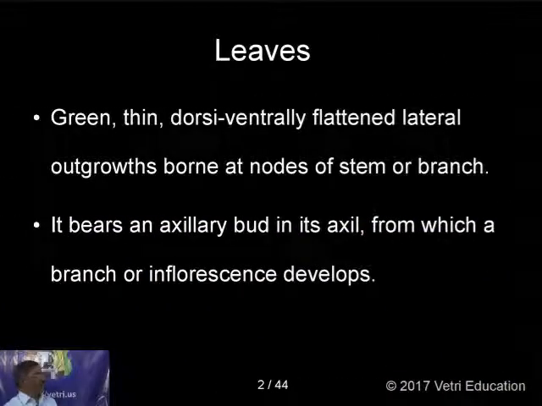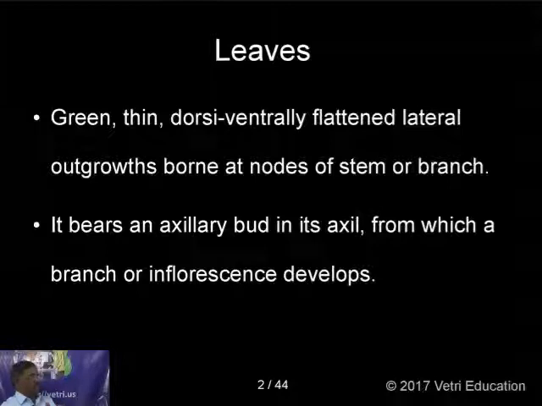Next, what is a leaf? A leaf is a green, thin, dorsiventrally flattened lateral outgrowth borne at the nodes of either the stem or a branch. It bears an axillary bud in its axil, from which a branch or inflorescence develops.